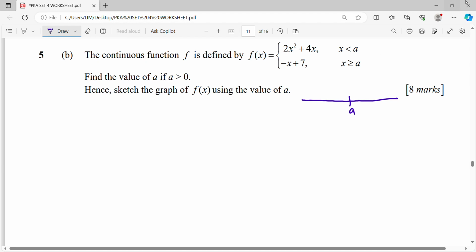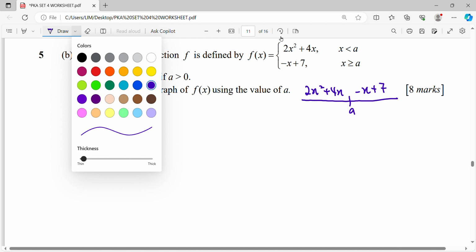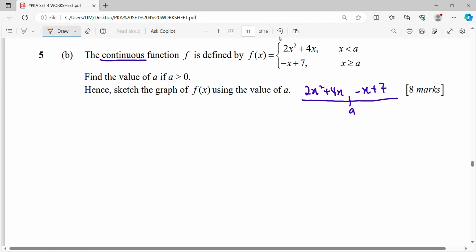So less than a, 2x squared plus 4x. More than a, negative x plus 7. Is it continuous? When you say continuous, it means the changing point at a. You can see at a, less than a is another function, more than a is another function. It means the functions may not be connected. When not connected, it means not continuous, maybe.